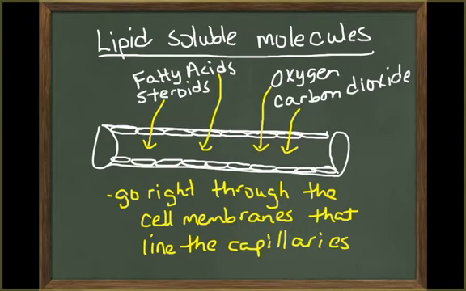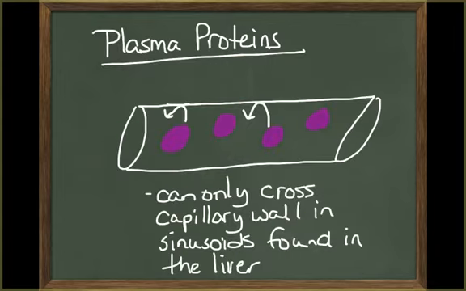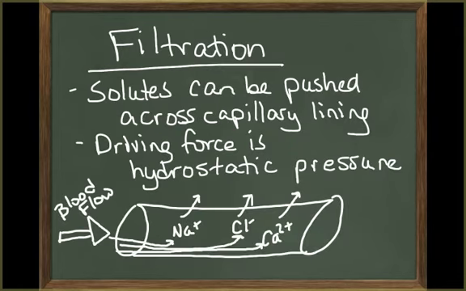Lipids, like fatty acids and steroids, as well as lipid-soluble materials such as oxygen and carbon dioxide, cross the capillary walls by diffusing through the endothelial plasma membranes. Plasma proteins are normally unable to cross the endothelial lining anywhere, except in places like the liver, where there are sinusoids.